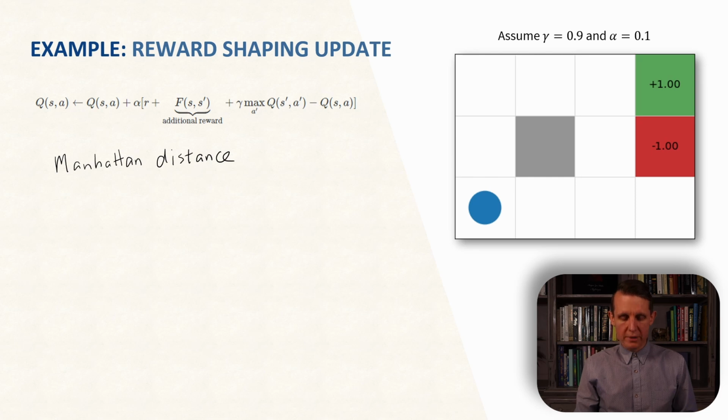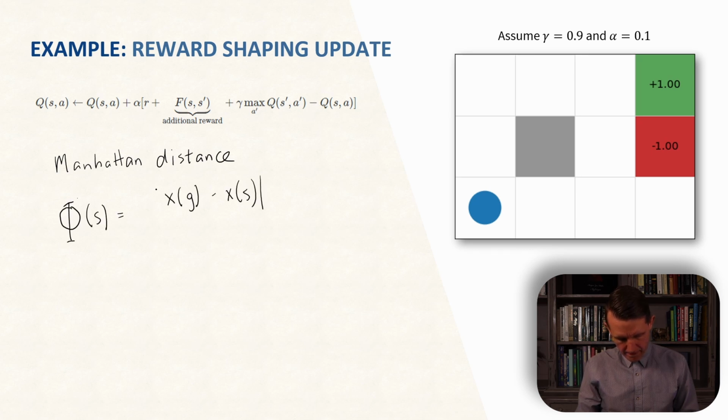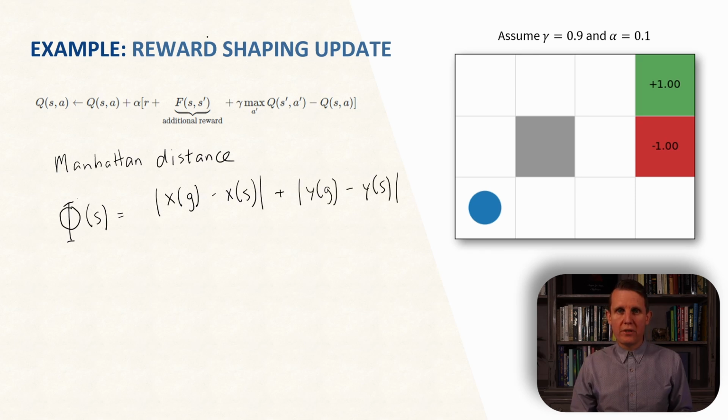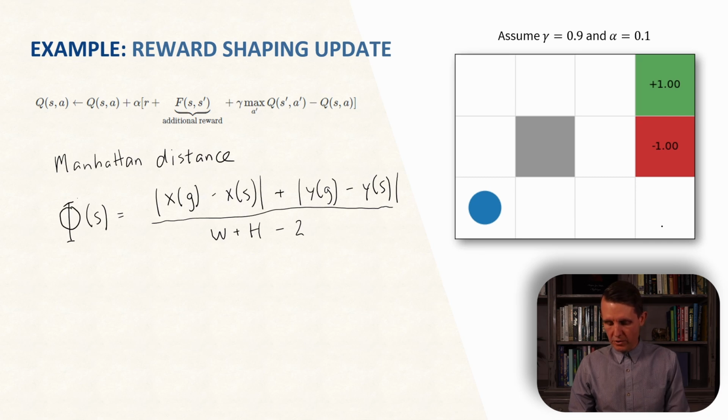Let's define this a bit more formally. It's often a good idea to normalize this by the width and the height as well. To do this, we just divide by W and H, where W and H are the width and the height of this respectively. So 4 and 3.